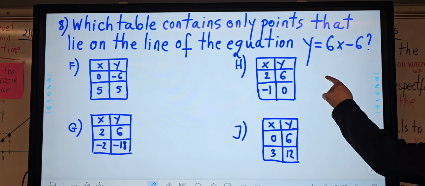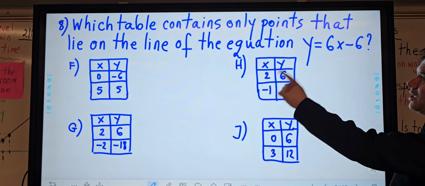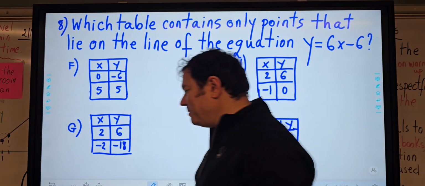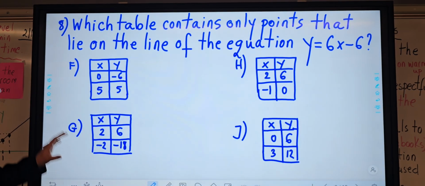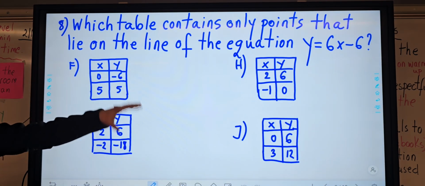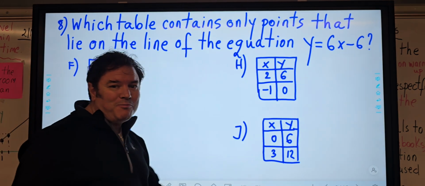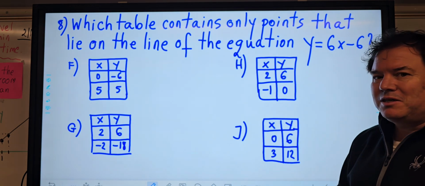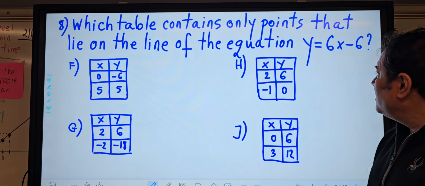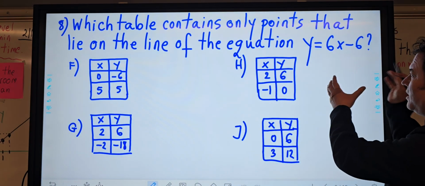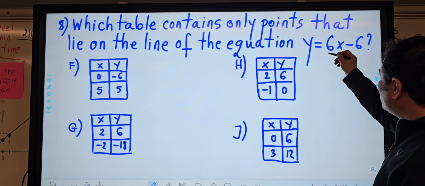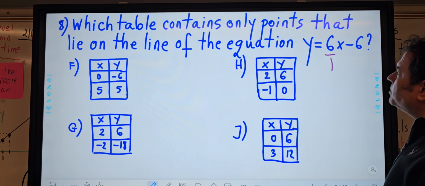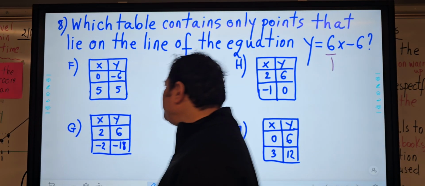Okay, which table contains only points that lie on the line of the equation y equals 6x minus 6? Okay, so again, since we have a couple of tables here, the easiest way for me and probably for many of you would be again to find the slope, or the rate, for each of these tables, and then see if we can match the slope of the equation. Remember, the slope is 6 over 1. The rise over run, we are adding the invisible 1. Okay, let's take a look at F here.